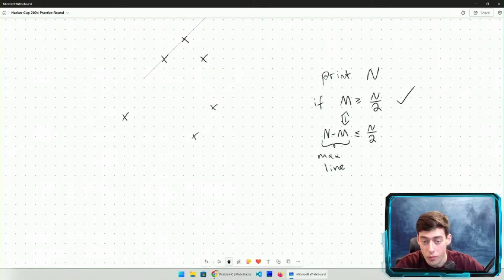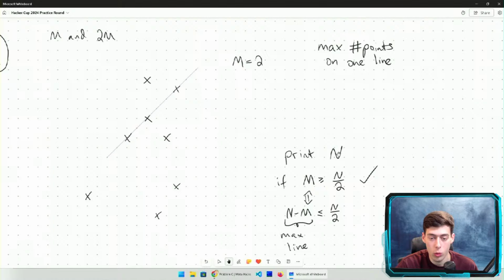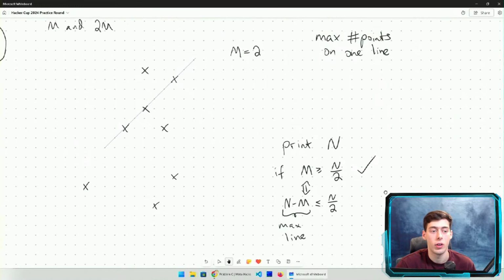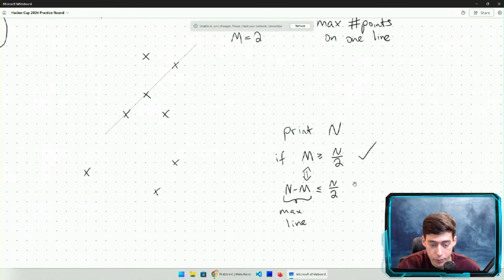So we can print n if m, the number of points we need to move, is at least n over 2. Because in that case, n will be between m and 2m. But what does this mean? This means n minus m is at most n over 2. This is equivalent to that.